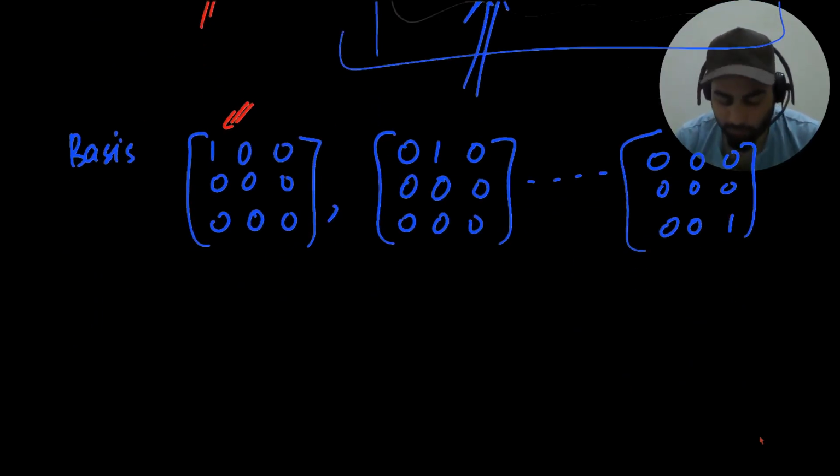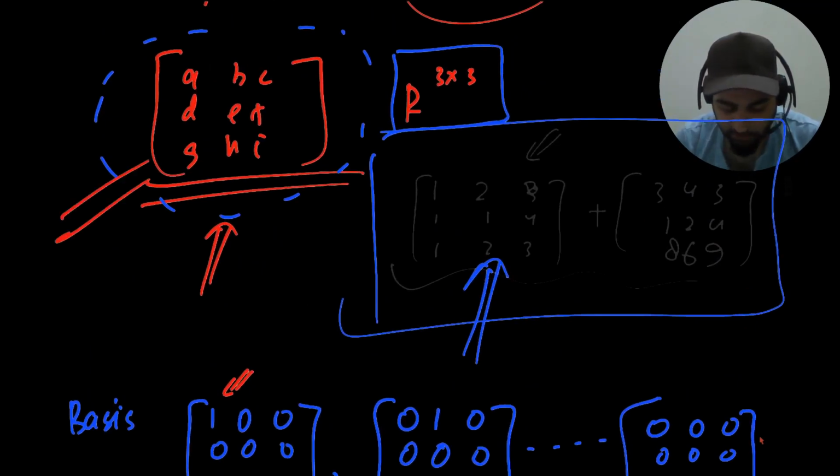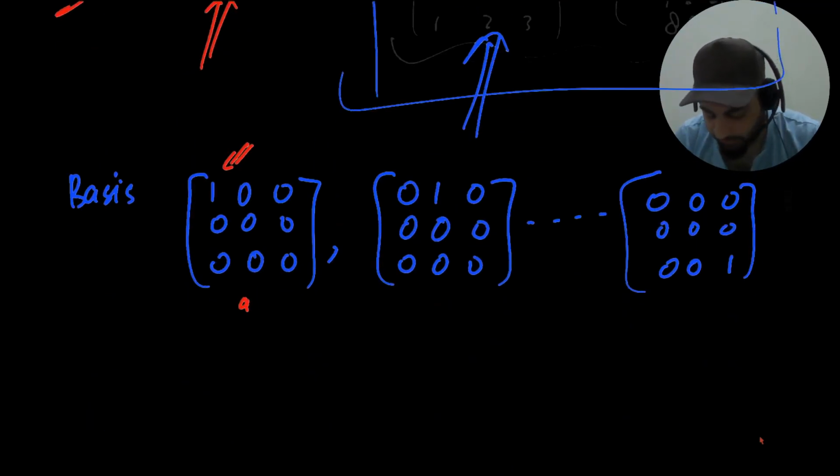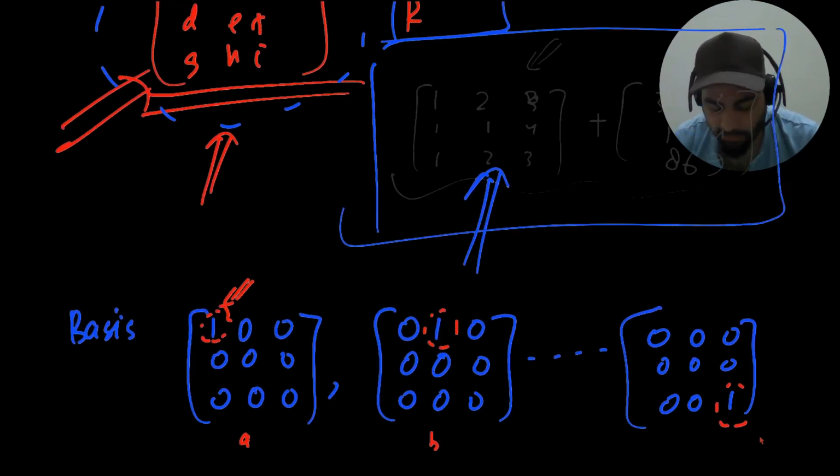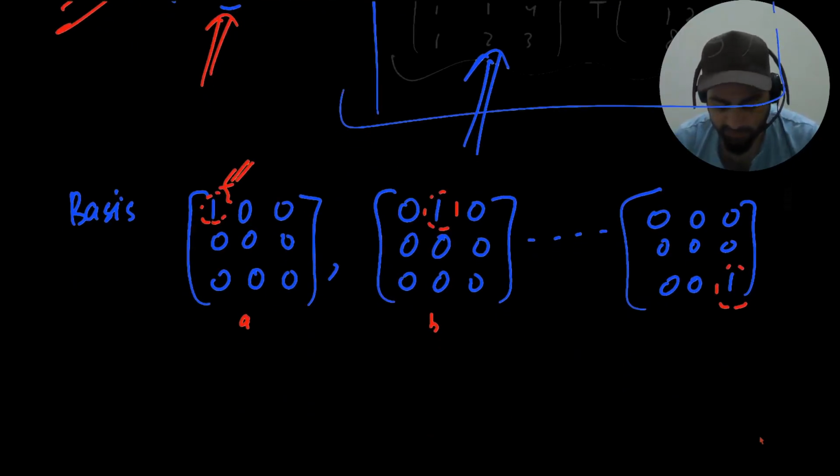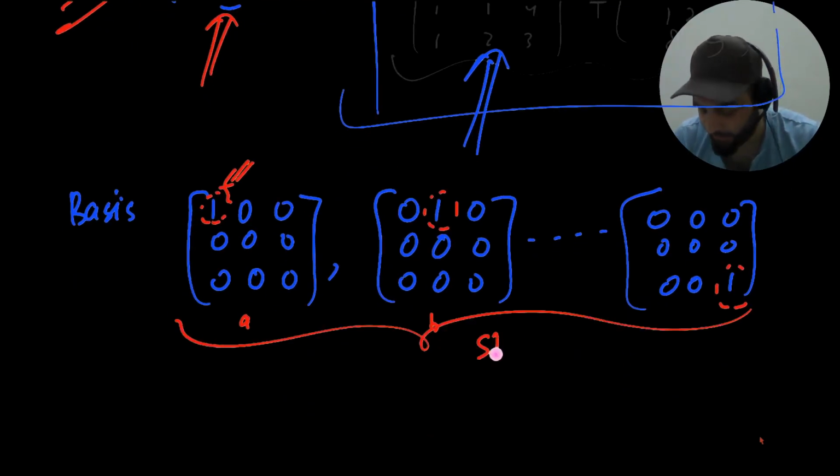If you want to find this matrix A B C D E F G H I, you just multiply the first basis element with a and the second with b, so this entry gets changed into a, this into b, and at the end this entry gets changed into I. This is how you will get this matrix. I'll call this the standard basis, the standard basis for R 3 cross 3.